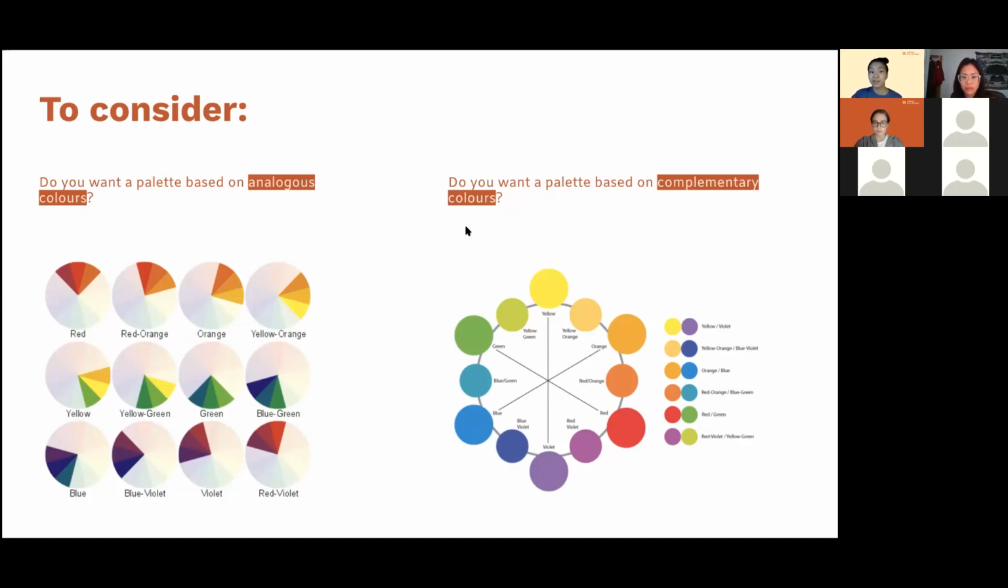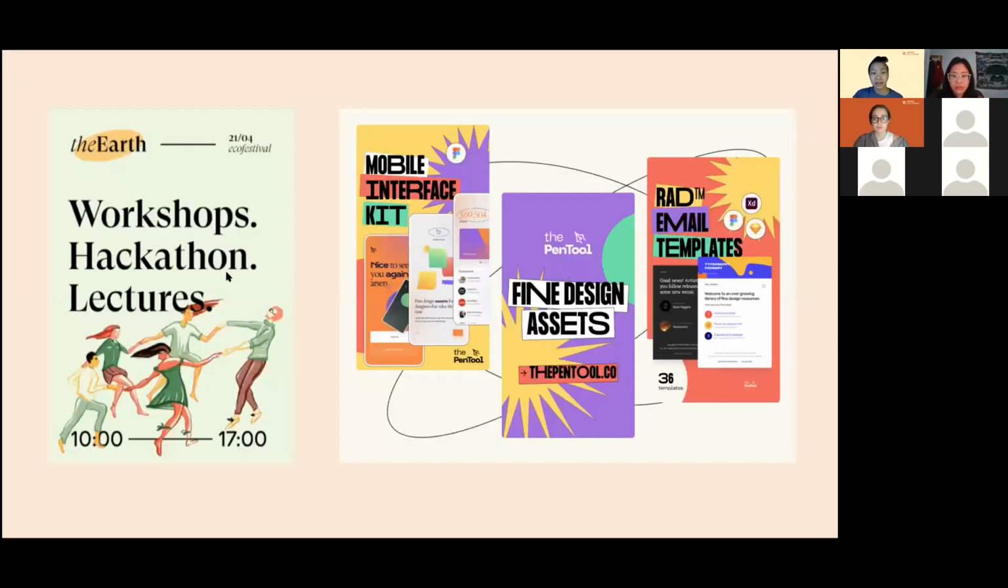Both types of palettes are really great. You just want to be careful with analogous colors to make sure that there's still enough contrast within all your elements so that your text is still legible. For example, going back to our color scheme, the red is a darker hue and the beige is a lighter hue. So even though they're on the same side of the color wheel, you can still make out different elements and text.